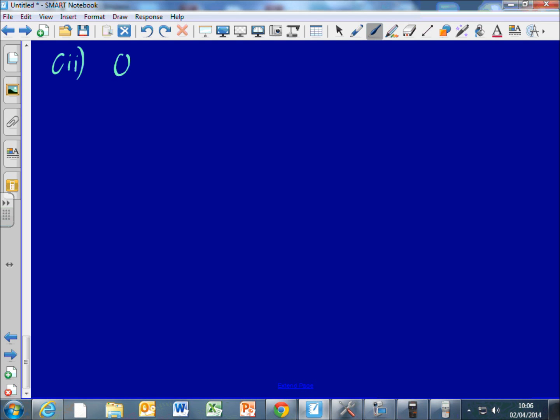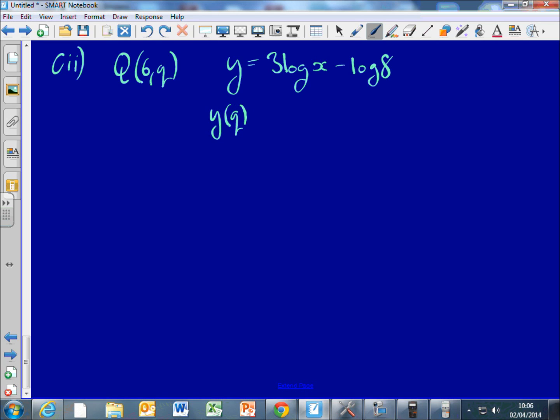It says there's another point Q, and this has got the coordinate 6Q, that also lies on the same curve. So the curve is y equals 3 log x minus log 8. Okay, show that the gradient of the curve is log 2. Okay, so first of all we're going to find out what Q is. We'll do it exactly the same way. So to find out what Q is, I'm going to put 6 in there.